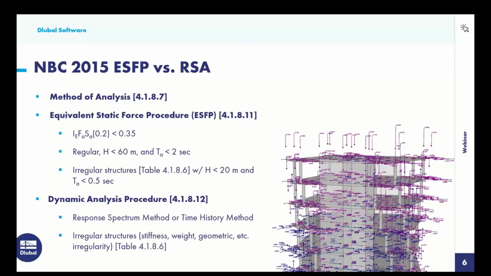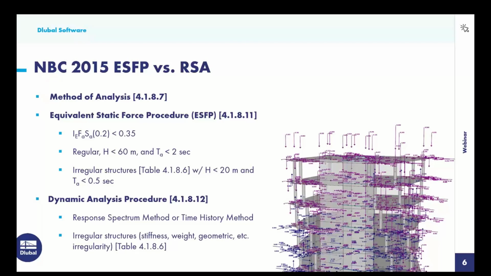Also, when we have a regular structure that's less than 60 meters in height and our lateral period is less than 2 seconds, or even for irregular structures, and we refer to table 4186 for irregularities with a height less than 20 meters and a lateral period less than 0.5 seconds, well, then this equivalent static force procedure can be applied. So in summary, we can somewhat assume that this simplified method can be used for shorter, symmetric, more straightforward structures.